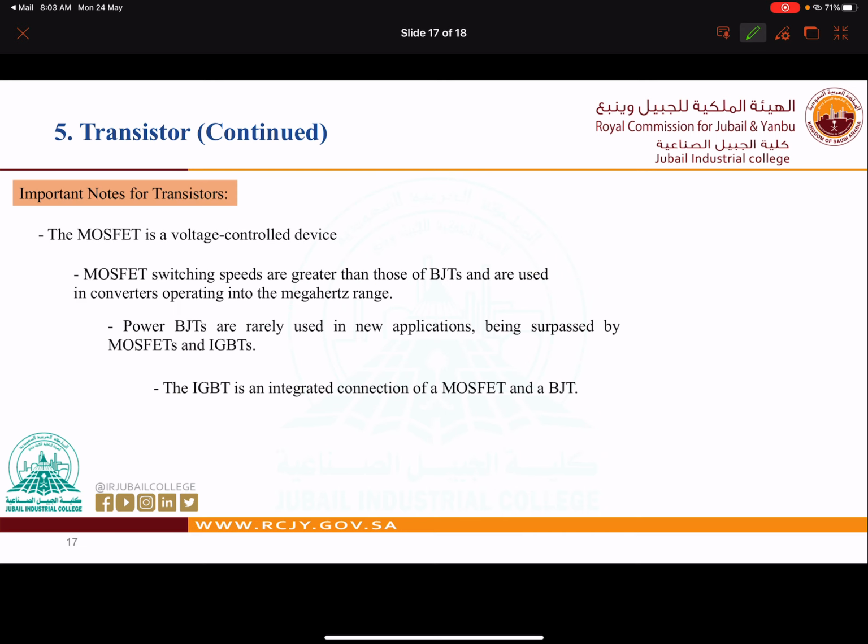Now, Alhamdulillah, before we finish this lecture, I need you to understand some important notes for the transistor. We need to understand that the MOSFET is a voltage controlled device, while the BJT is a current controlled device.